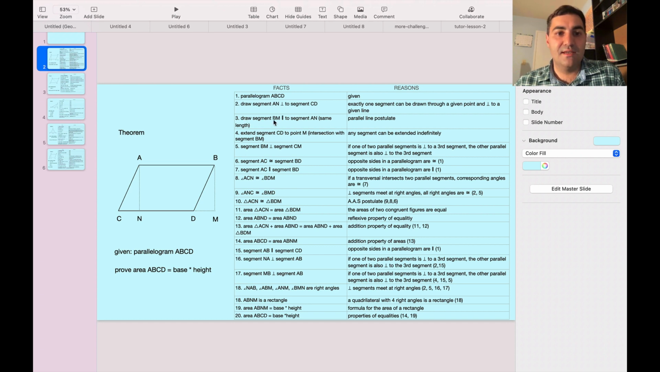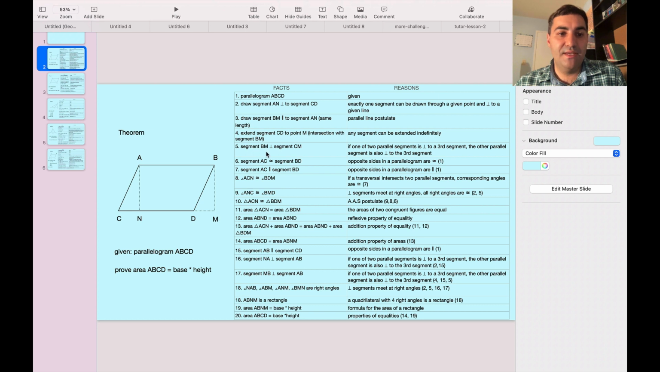And then we're going to draw segment BM parallel to segment AN. We're going to use the parallel line postulate for that, right? So we have this segment AN, and we have this point B, and then I'm just going to draw the parallel to segment AN. So it's going to be the same length, too. Okay, and then we're going to extend segment CD to point M. Point M is where the extension of segment CD intersects segment BM.